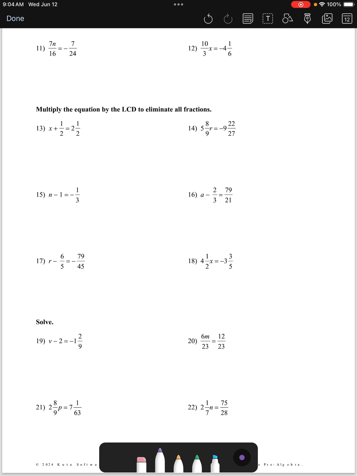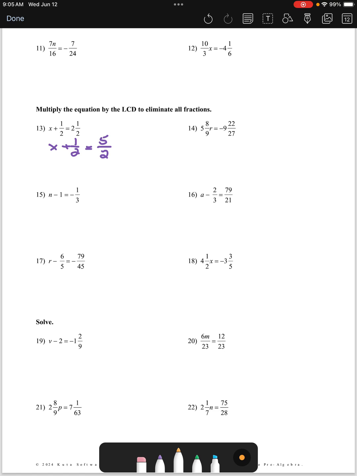So the first thing we're going to do, if we have an equation that has mixed numbers in it, we are going to unmix them. We're going to make them improper. So in number 13, that means I'm going to keep the x, I'm going to keep the 1/2, but the 2 1/2, I'm going to convert. 2 times 2 is 4, plus 1 to make 5/2. Now, look at our fractions. They both have denominators of 2, which means our least common denominator is 2.